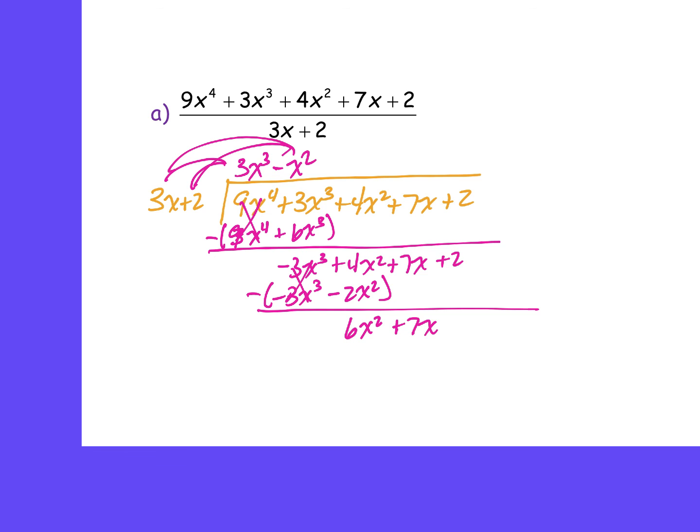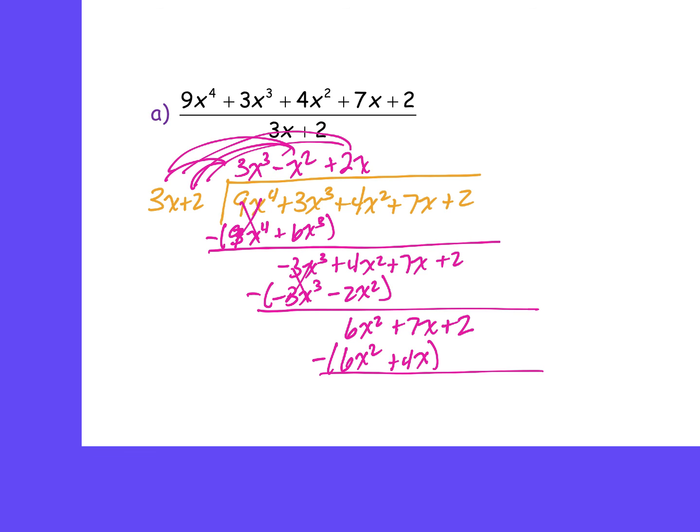Plus 7x plus 2. Okay, what do I multiply 3x by to get 6x squared? 2x. Distribute. 2x times 3x, 6x squared. 2x times 2 is 4x. Sorry, there's only one possible answer here, so if it's not the answer, it's not close enough, correct? I'm sorry, some things have more than one answer. This one does not.